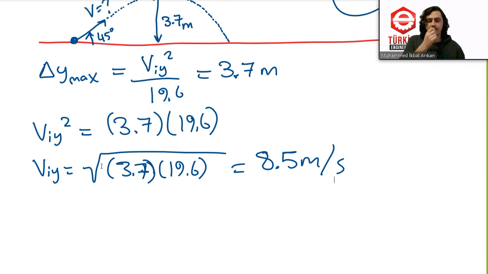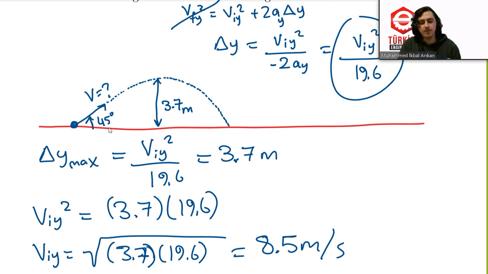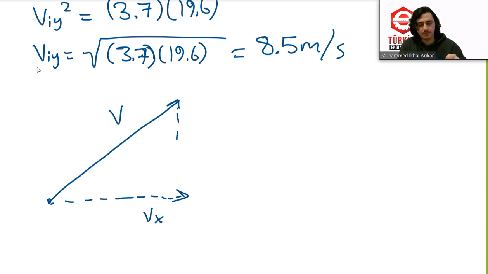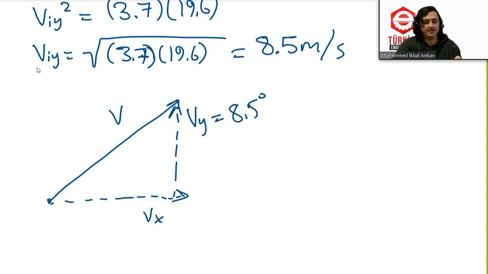What about the resultant speed? I know this component, which is actually this, just zoom here. So this is our velocity. I must have an initial velocity in x and initial velocity in y. So I know this one. It's not degree, it is meter per second. I know the angle, which is just 45 degrees.